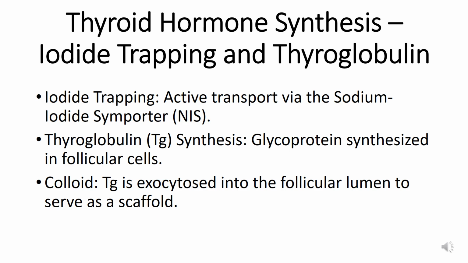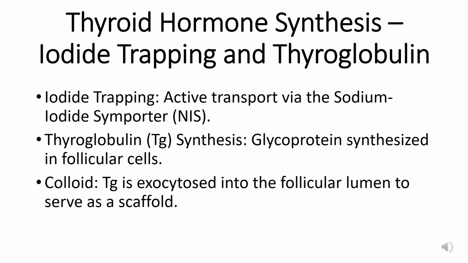Once iodide enters the follicular cells, the thyroid begins preparing another important component known as thyroglobulin. Thyroglobulin, often abbreviated as Tg, is a large glycoprotein synthesized within the follicular cells. It contains numerous tyrosine amino acid residues that will later serve as attachment sites for iodine. You can think of thyroglobulin as a molecular framework or construction platform. It provides the structure on which thyroid hormones will eventually be assembled.